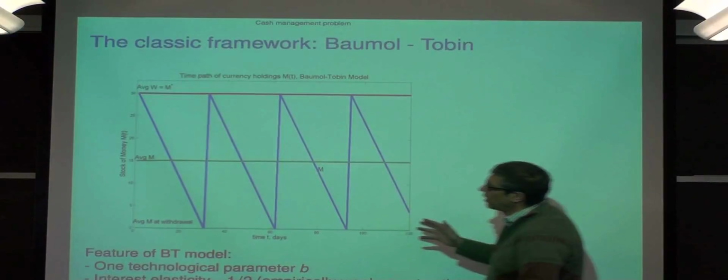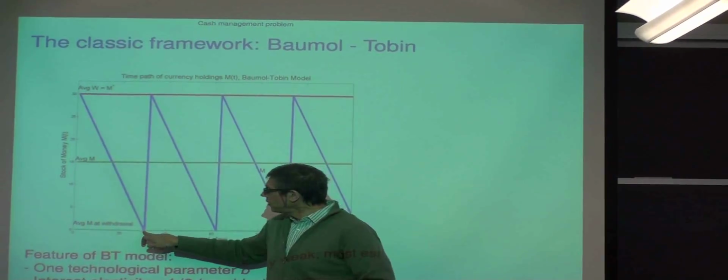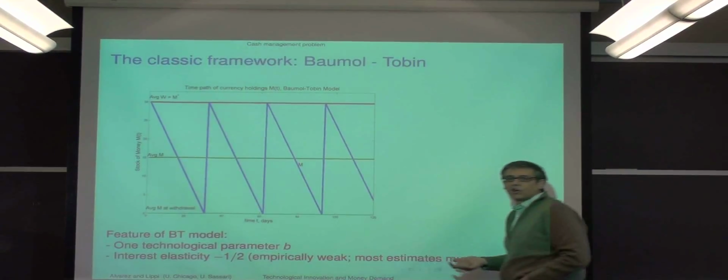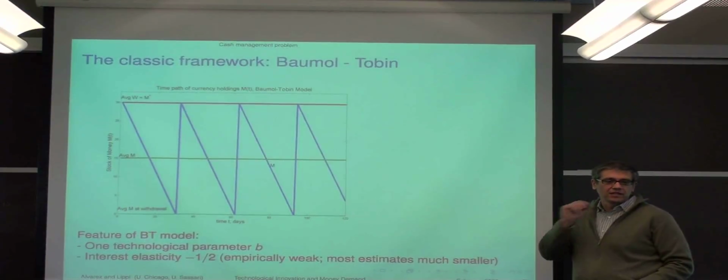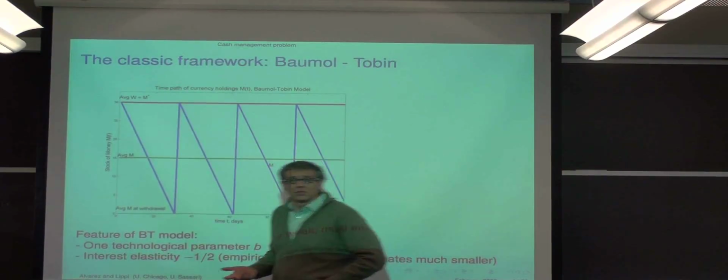That's kind of like Baumol-Tobin, and what you decide in Baumol-Tobin is, do you go there every month, or every 2 months, or every day? You're trading off, as we know, the opportunity cost, something like an interest rate, against a fixed cost of each withdrawal, which is a typical inventory setup.